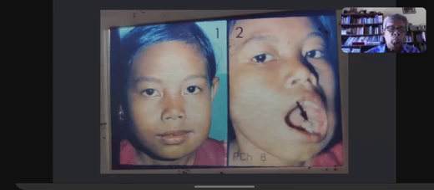This is a child who looked as if he has got mumps. But when we opened the mouth to see whether he had an inflamed Stensen's duct, what he had was a severely carious tooth. So this is an alveolar abscess or a dental abscess, which can mimic mumps.